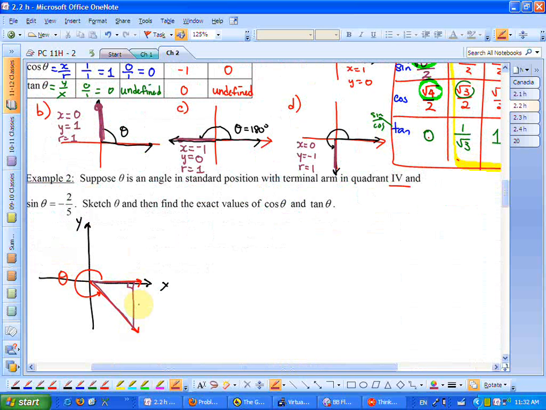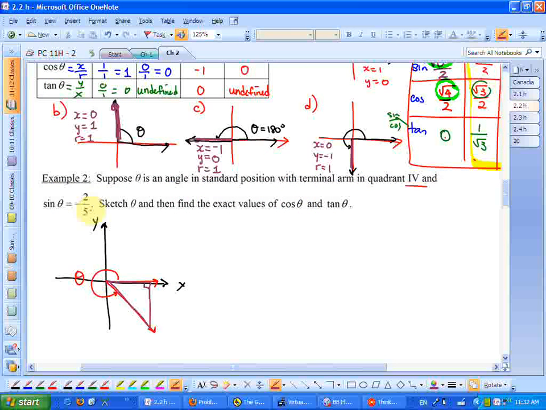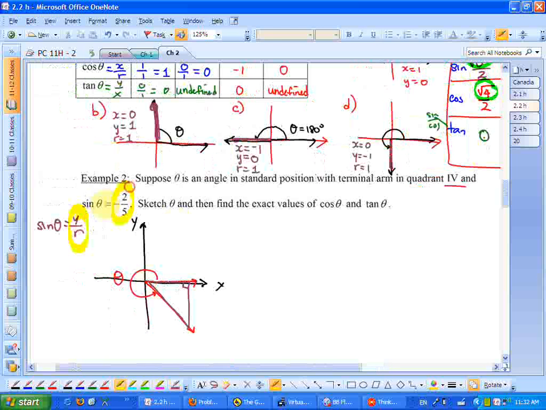It's opposite over hypotenuse, right? But now I don't want to use that. I want to use the letters. What's sine theta defined as? Y over r. Good. So I want you to compare now y over r with this negative 2 over 5.